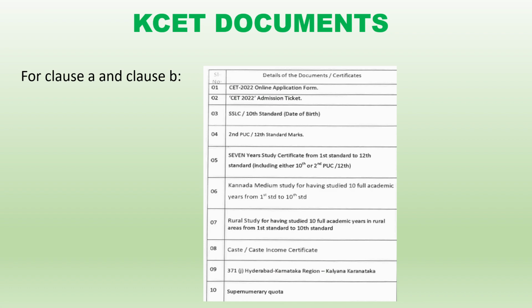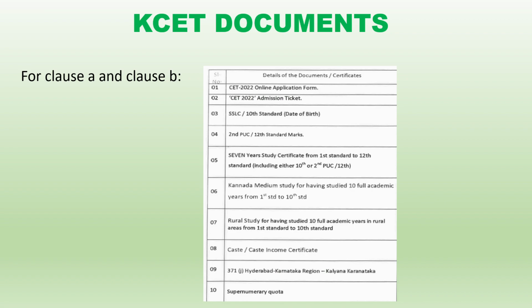So KCET students also, this is the picture which I have taken from the information bulletin of last year. It will be almost the same this year as well. So CET 2023 application form, admission ticket, that is the hall ticket. This hall ticket the CET students will have, because they won't take the original. They'll just sign it and return it to you. So you have to submit the original form. Then 10th standard, they check this mainly for the date of birth. 12th standard, then 7 years study certificate from 1st to 12th, including either 10th or 12th. You have to have 7 years study certificates, which you'll get from your schools and colleges.